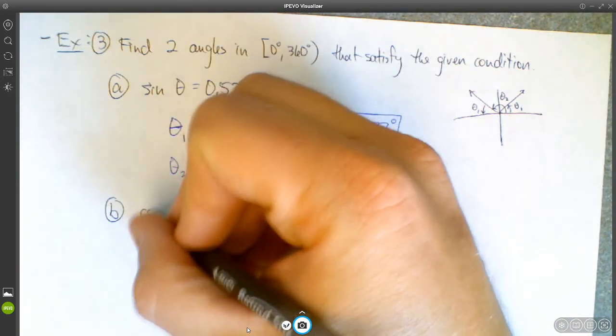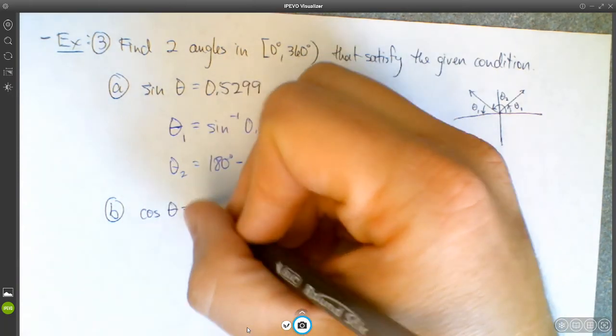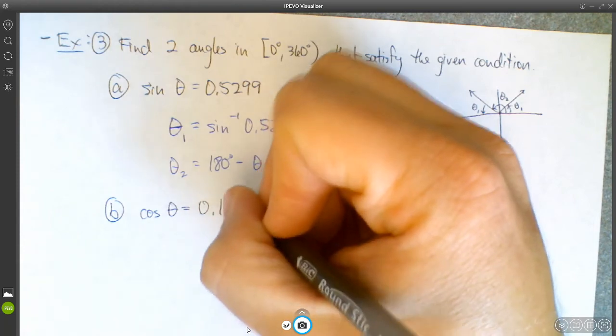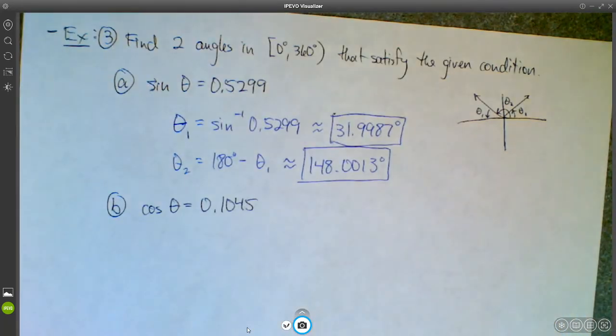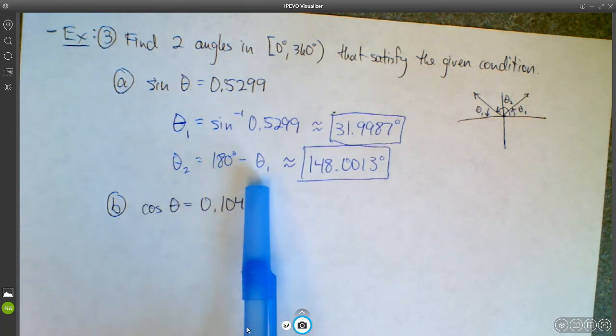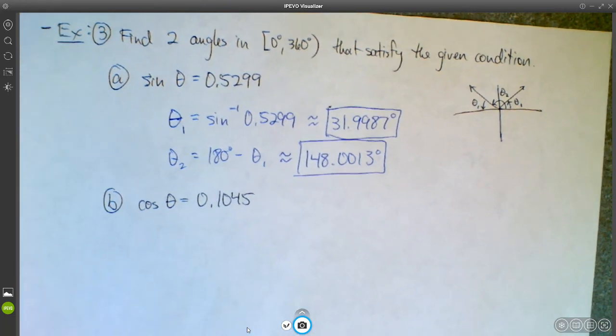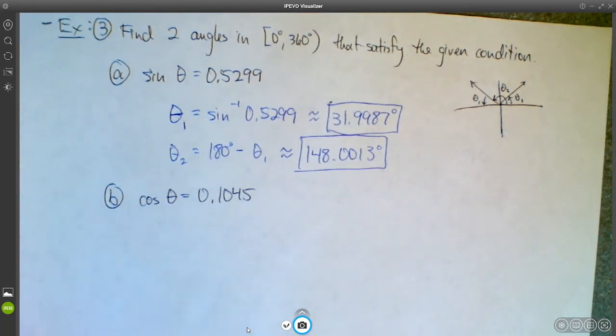So see if you can do this for cosine theta equals 0.1045, and I'll warn you that for the second angle you're not going to do 180 degrees minus theta 1. You need to think about where cosine is positive. Okay, so go ahead and give the video a pause, see if you can try that out.